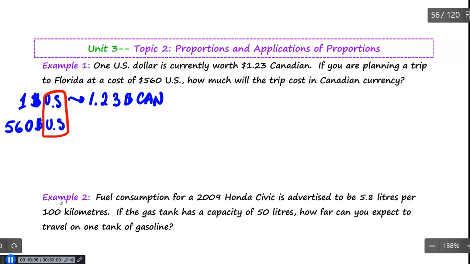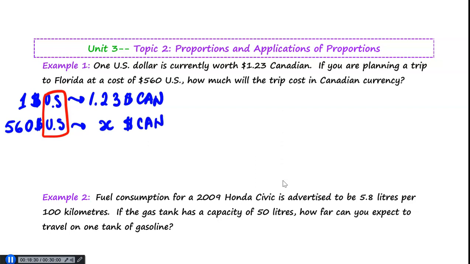Okay, so the next question asks: how much will the trip cost in Canadian currency? That means you want to go to the bank and convert the money. So you may want to make a budget and estimate that ahead of time, right? In this case, you are going to put this one as X, and X dollars Canadian is what you have to figure out.